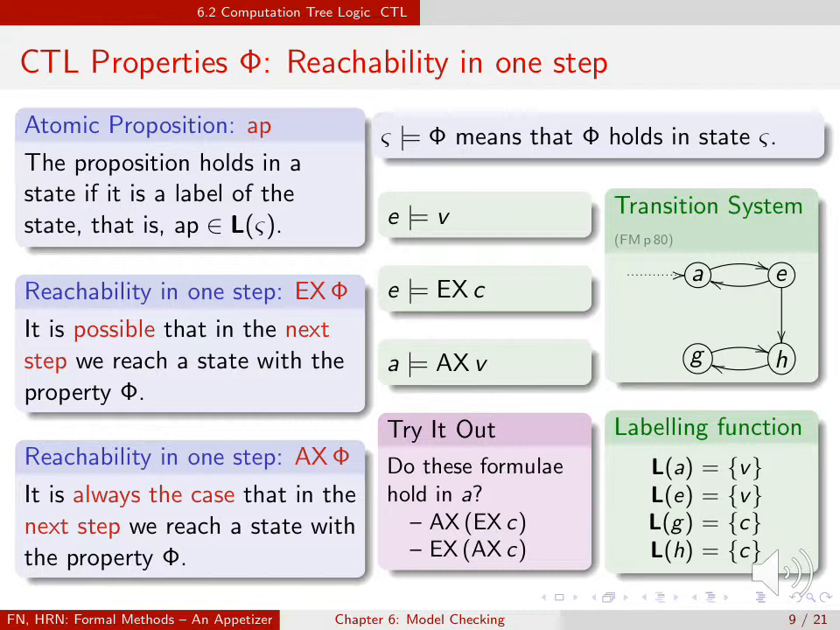Now it is time to try it out for yourself. The formula AX of EX of C, does that hold in the state A? The formula EX of AX of C, does that hold in the state A?